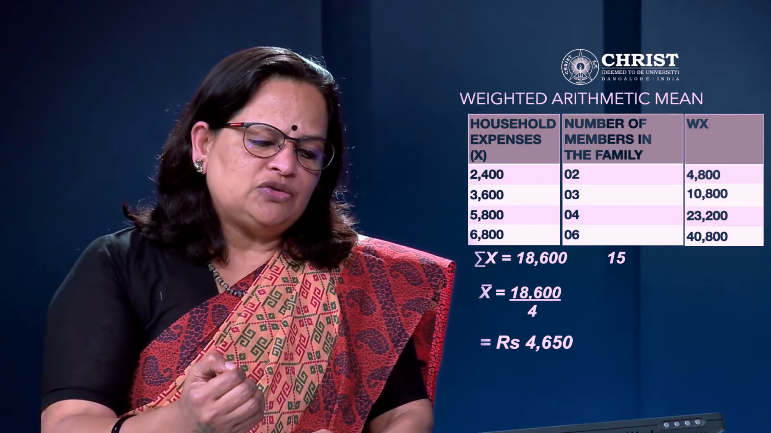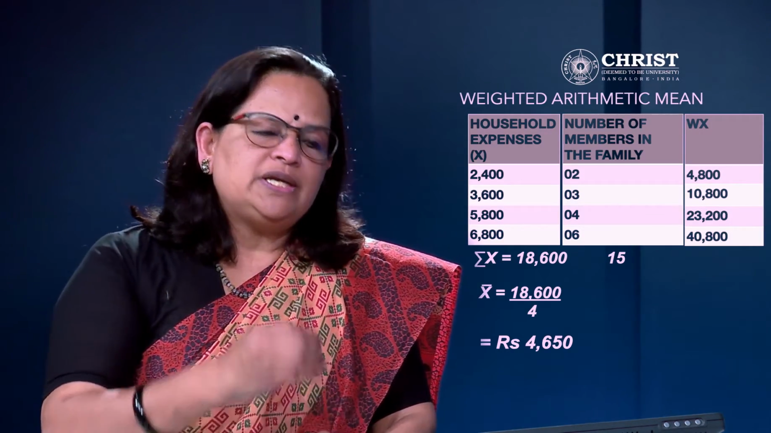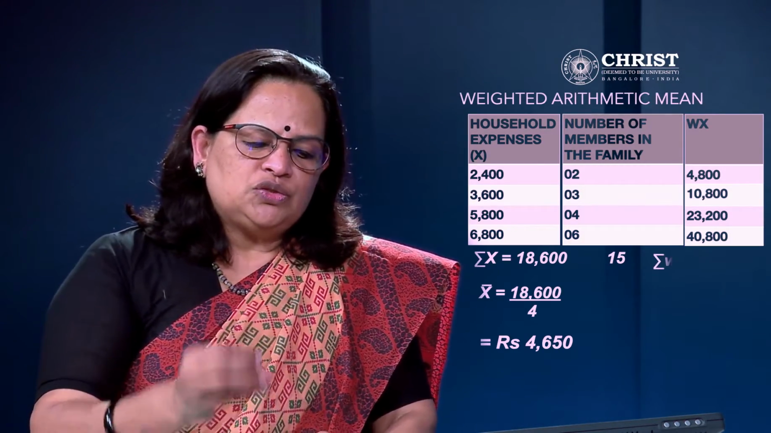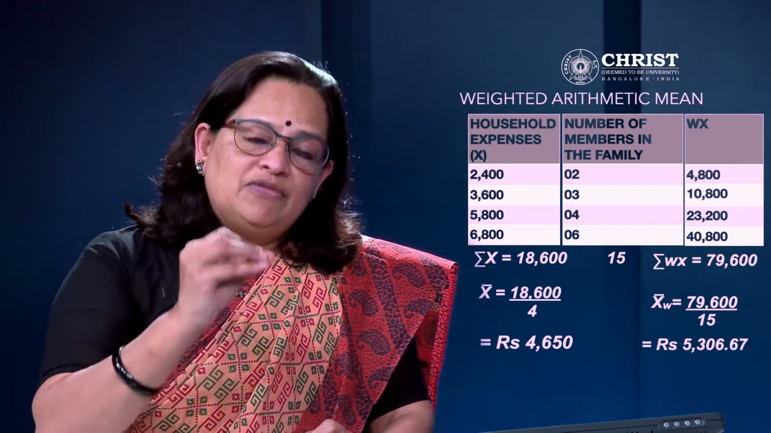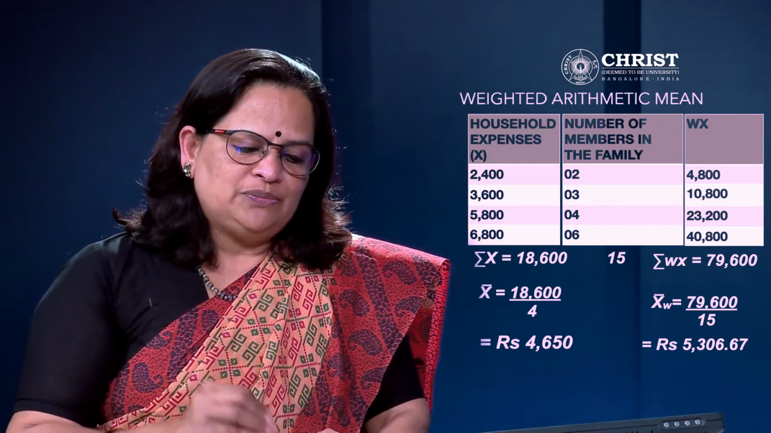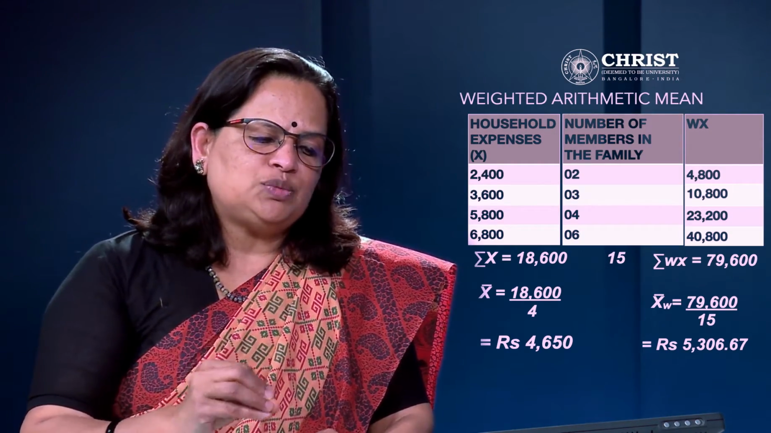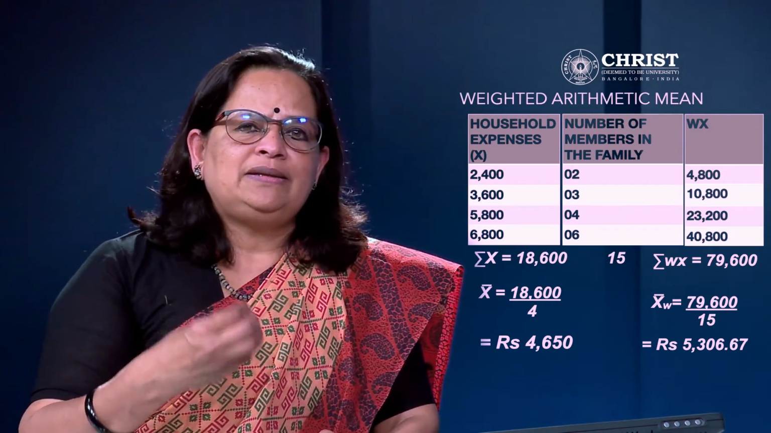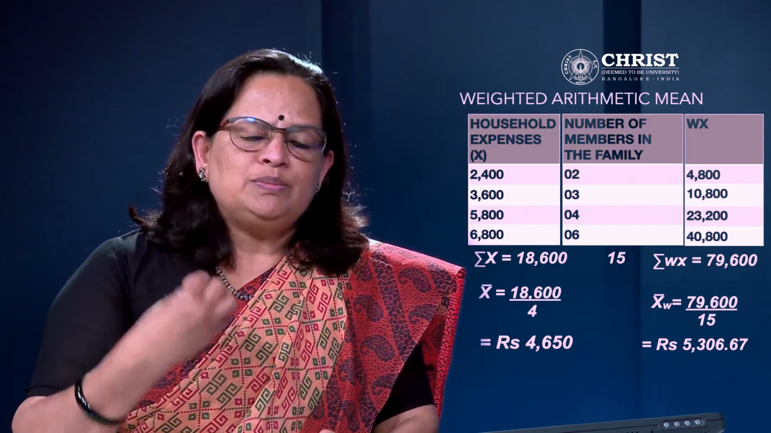If we take the total, 2400 into 2, 4800. 3600 into 3, 10800. 5800 into 4, 23,200. 6800 into 6, 40,800. So sigma Wx is equal to 79,600 divided by 15, the total number of members in all the 4 houses. So the average we are getting is 5,306.67.